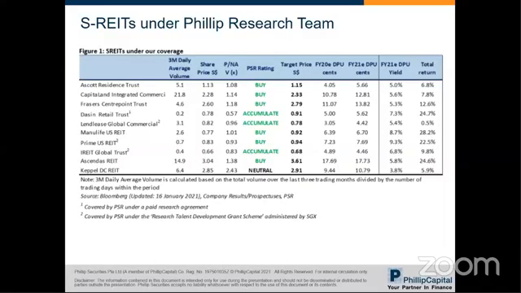So someone has asked what are the recommendations from Phillip Securities. So here is a risk table from our analyst. What they do recommend is Ascott Residence Trust, CapitaLand Integrated Commercial Trust, Frasers Centrepoint Trust, Tasin, Lendlease Global Commercial Trust, Manulife US REIT, Ascendas and Keppel DC REITs. So these are some of the risks that you should consider.